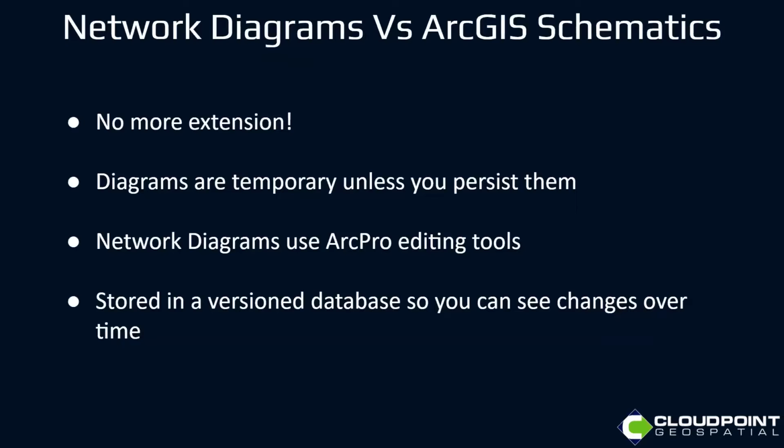For those of you who have used ArcGIS schematics, there are some differences to note. First off, network diagrams are embedded into the framework of the utility network. So no more extensions. Network diagrams are available to you through the utility network toolbar. Another difference is diagram storage. With ArcGIS schematics, diagrams were stored permanently. Network diagrams in the utility network are stored temporarily unless you choose to persist them. You will still need to purge the temporary diagrams periodically, which you can do with the Purge Temporary Diagrams tool in the Network Diagram Toolbox.